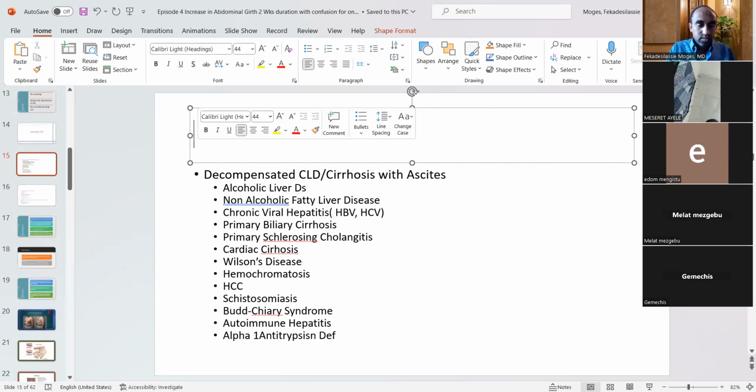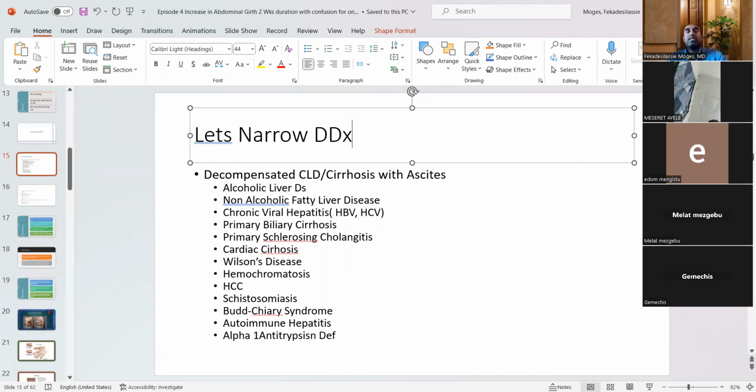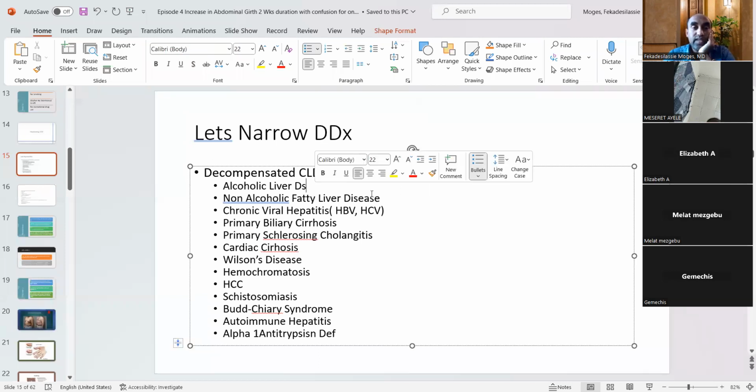Okay, let's narrow. Decompensated CLD, cirrhosis with ascites, which one do you want to keep on this patient? Alcoholic liver disease? Yes, we keep it. Non-alcoholic fatty liver disease?